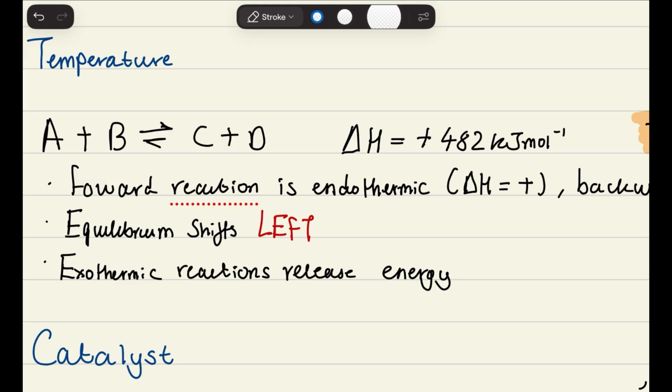And again, we just need to apply this. Say the forward reaction is still endothermic, but we've now increased the temperature. We're going to want to favor it so that it takes in more energy.